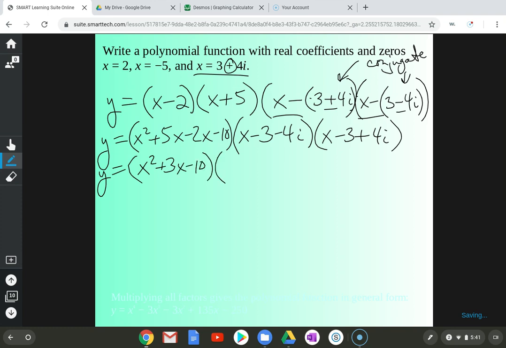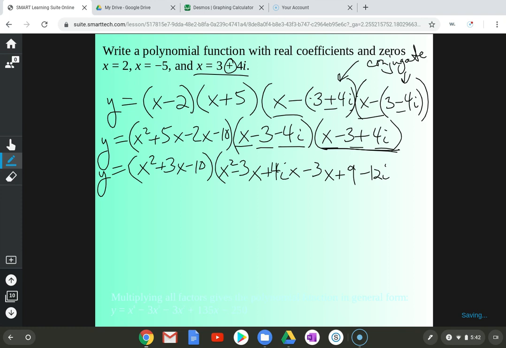Okay, so I'm going to do x times all of these terms. So x squared minus 3x plus 4ix. There we go. All right, next I'm going to do negative 3 times all three of these terms. Minus 3x plus 9 minus 12i. And then the last thing I'm going to do is negative 4i times all these terms.